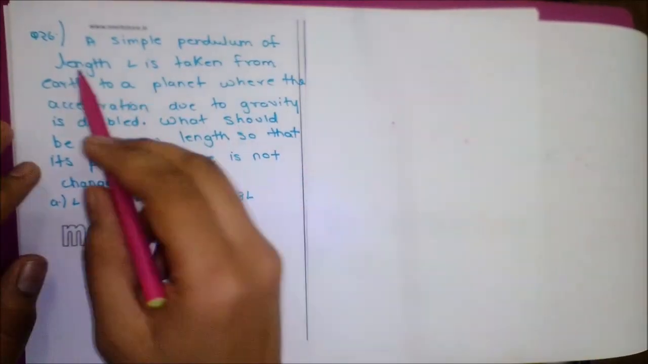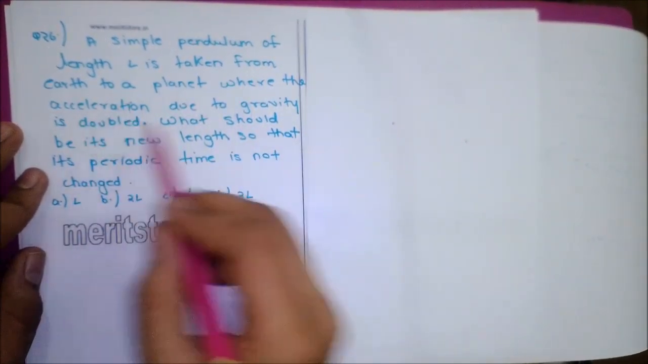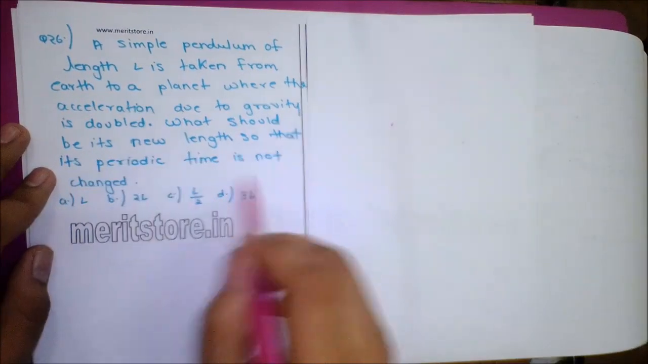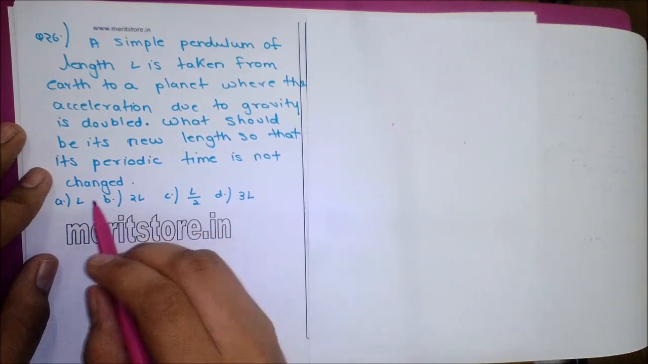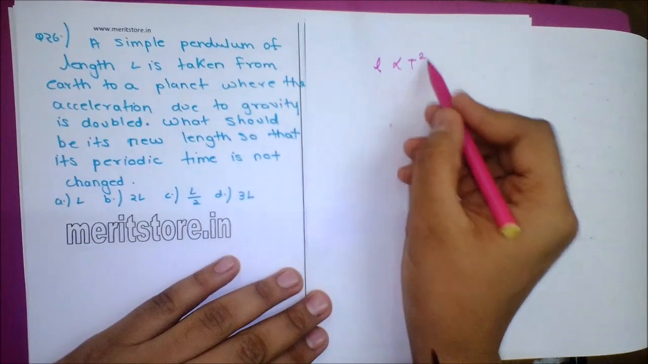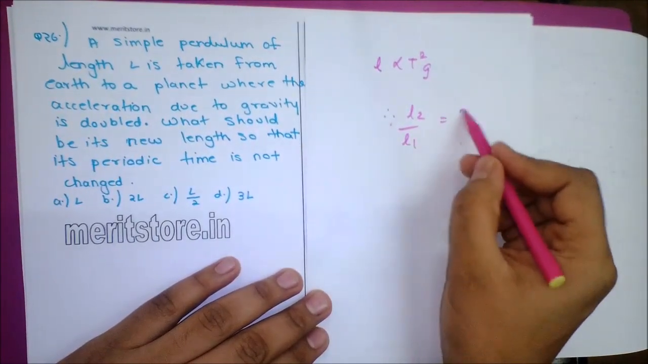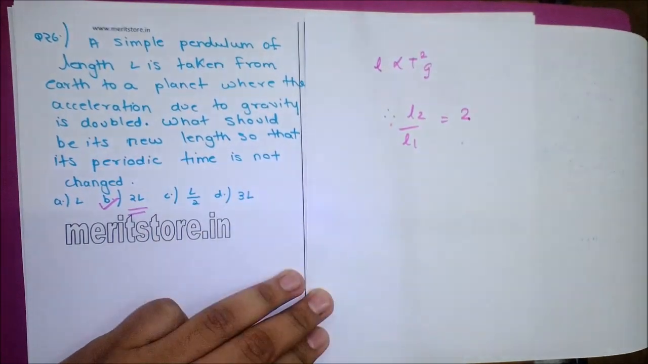Question 26. A simple pendulum of length L is taken from Earth to the planet where the acceleration due to gravity is doubled. What should be its new length so that its periodic time is not changed? Now to solve this question, we know that for a simple pendulum, L is directly proportional to T square g. Therefore, L2 upon L1 is equal to 2. So option B, 2L, is the correct answer.